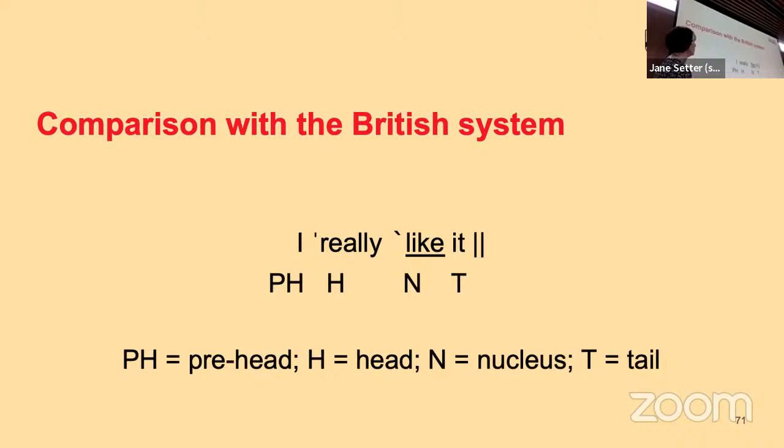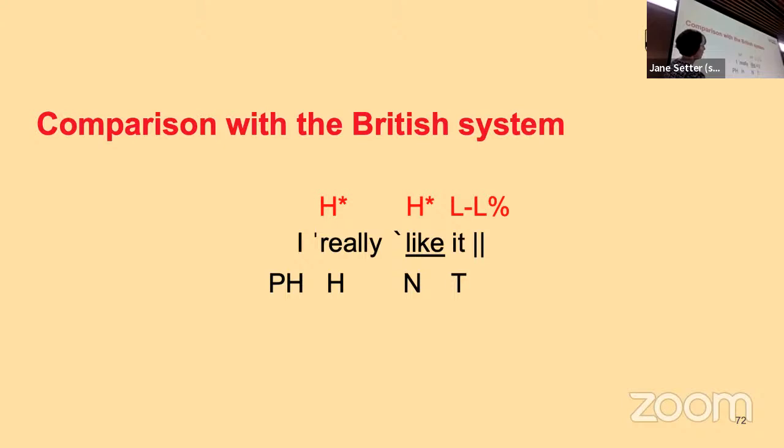If I was going to apply ToBI to this, then I've got high star, and then high star, and then it's a low boundary. So this falls to low, and then we've got a low end. So it would look like that, basically. And I could align that using Praat. So I can put this as a point tier and just put them on there.